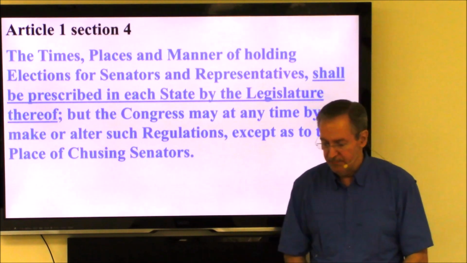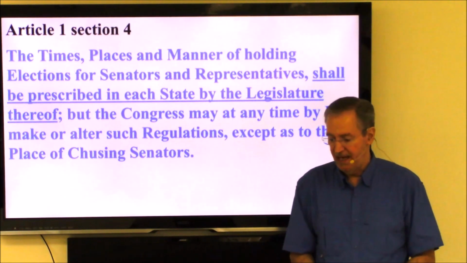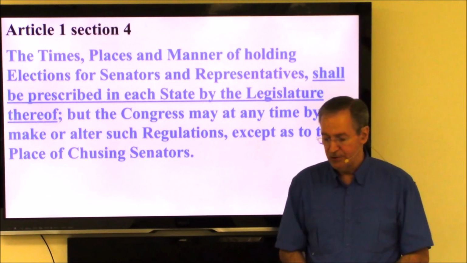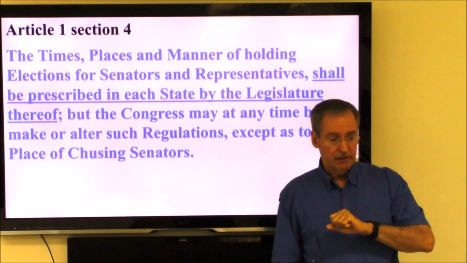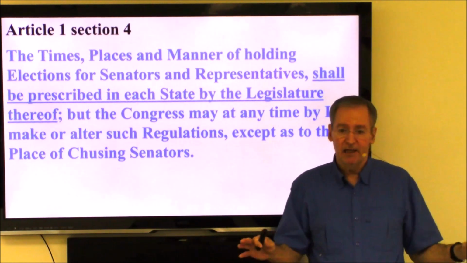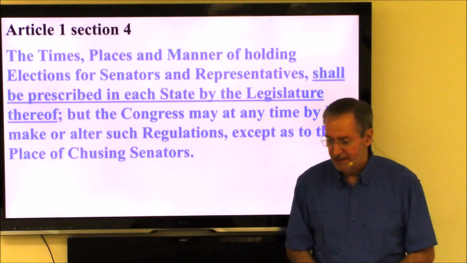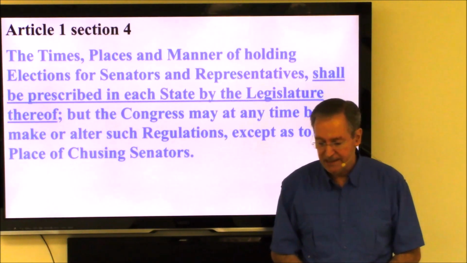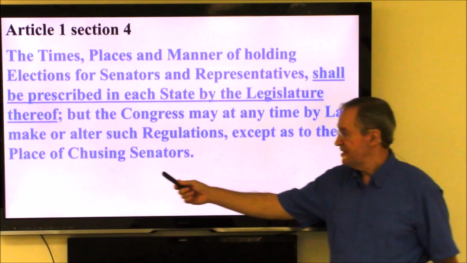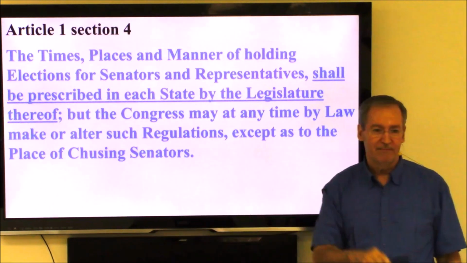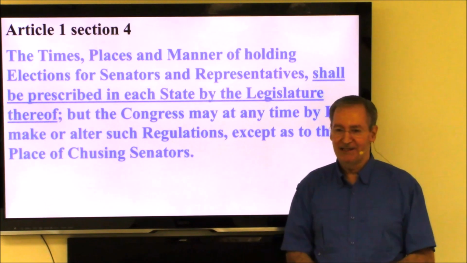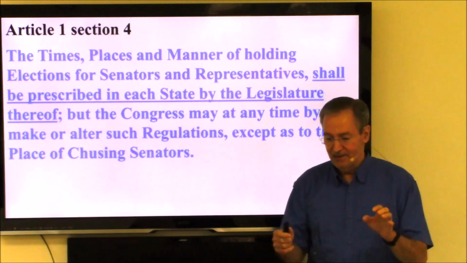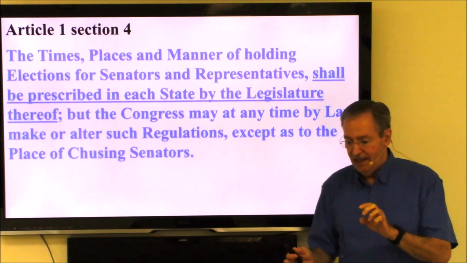I'll finish reading this. "But the Congress may at any time by law make or alter such regulations." Who can alter it? Congress. It only states, they're the only ones. Congress can make alterations of it in place of choosing, and I did not misspell that. That's the way he spelled it. They didn't spell exactly the same way that we do. So get back to what we're talking about here.